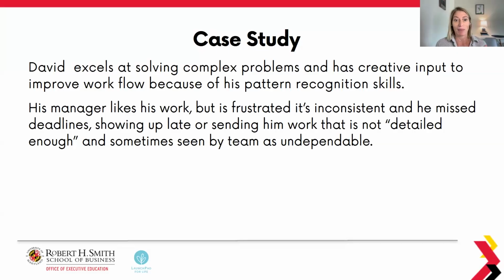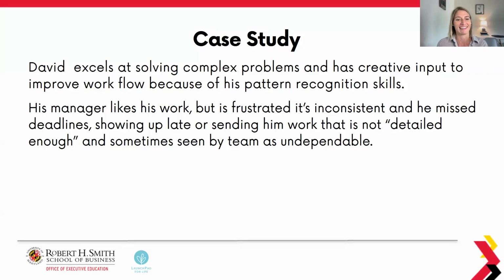His manager loves that about him, but his manager has become frustrated because there's inconsistencies in his work, and he tends to miss deadlines. Sometimes he's showing up late to meetings or sending work along to his manager that isn't, in his words, detailed enough. And sometimes he is seen by his team as undependable because of these things. Now, these are two completely different perspectives, but when we're comparing two different perspectives, we're really missing out on a key piece, which is what is happening in the organization from a system perspective.